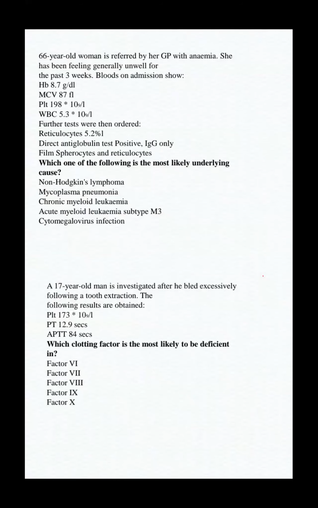The first question will be discussed with me, Dr. Sachma. Yes, ma'am. A 66-year-old woman is referred by her GP with anemia. She has been feeling generally unwell for the past 3 weeks. Blood on admission shows hemoglobin of 8.7 g/dL, MCV 87 fL, platelets 198, WBC count 5.3. Further tests were then ordered: reticulocytes 5.2%, direct antiglobulin test positive, IgG only, and film showing spherocytosis and reticulocytes. Which of the following is the most likely underlying cause?